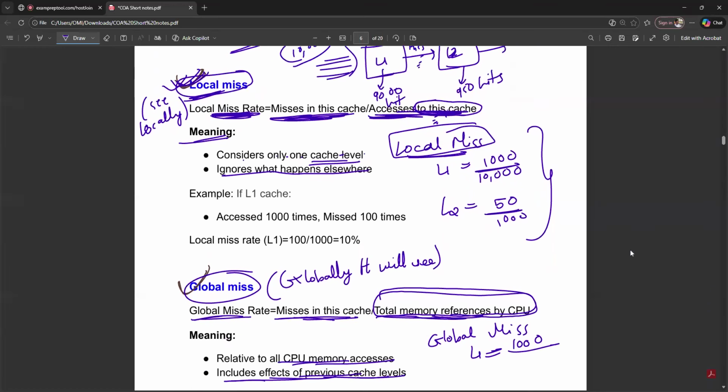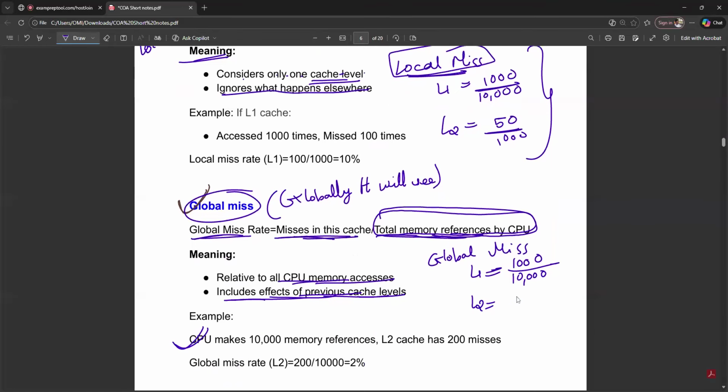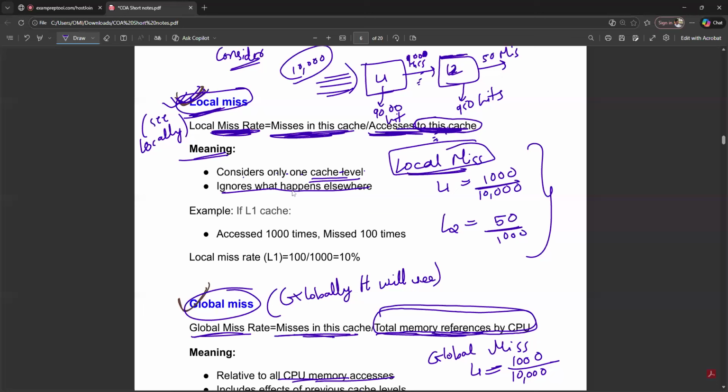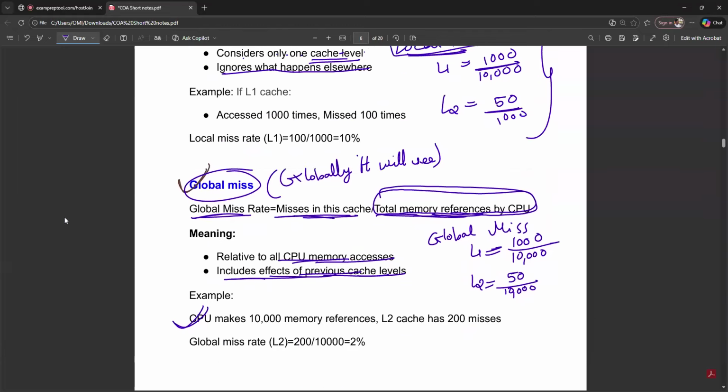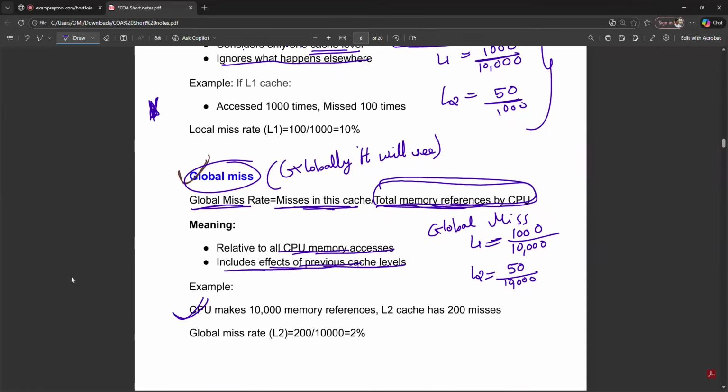So how many total memory references? 10,000. For the L2, how many misses? 50 misses. And how many total memory references? 10,000 memory references. So in this way you can calculate global miss and local miss. These are the concepts, and 1 to 2 GATE questions are there related to this concept. So I have covered it. Please take care of global and local miss.